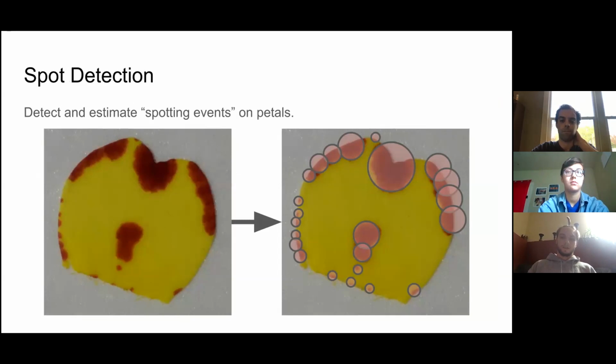In a perfect scenario, this is kind of what we would look for as an outcome, where each of these spots is being approximated by a spotting event with a size and location. But obviously this is a more difficult task than just looking at the image and picking out the spotting events.